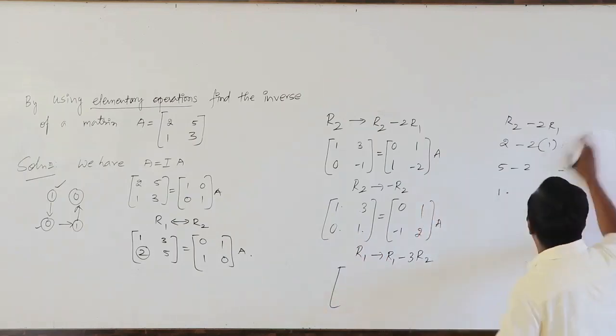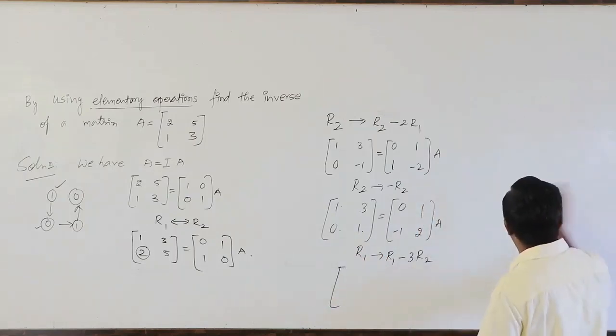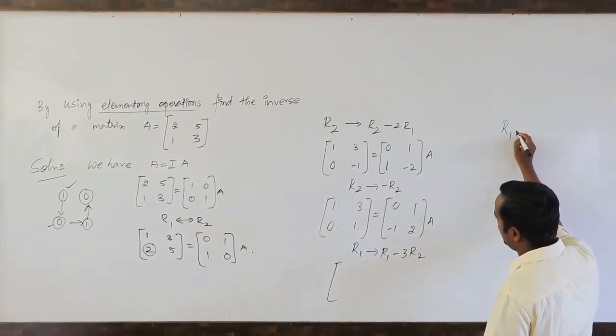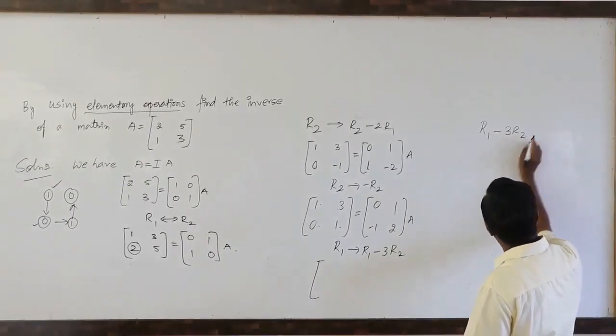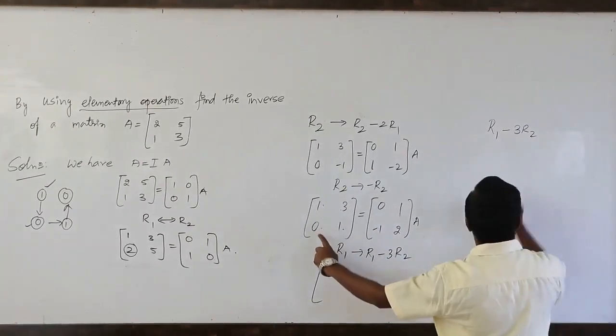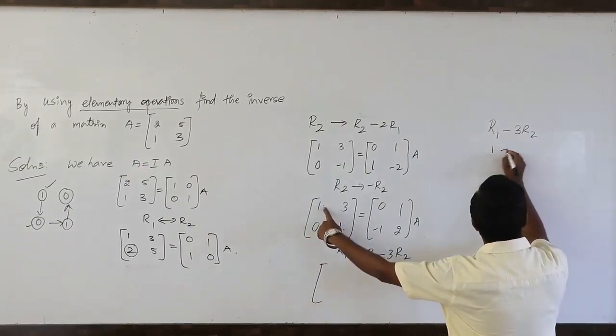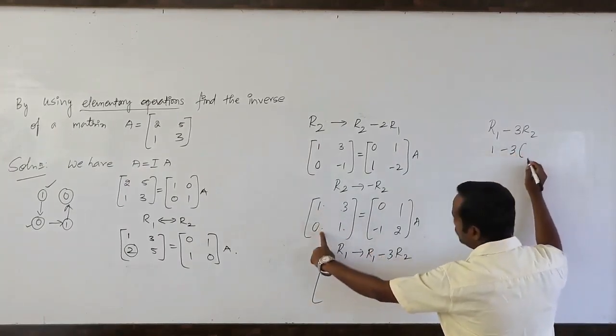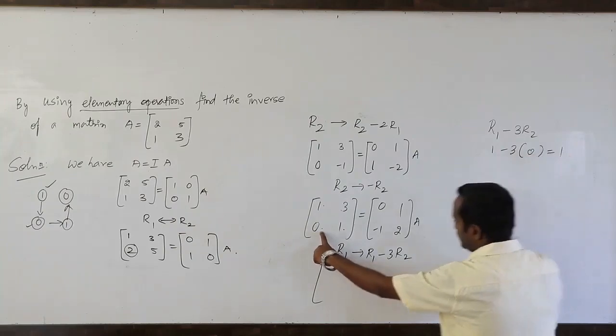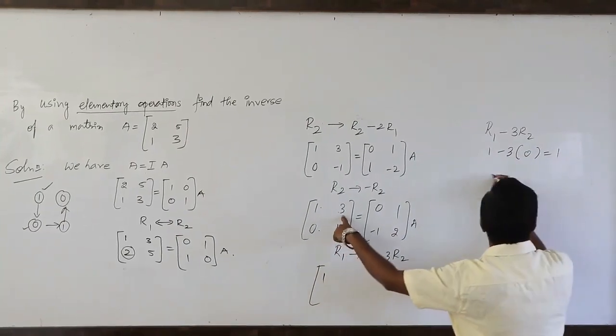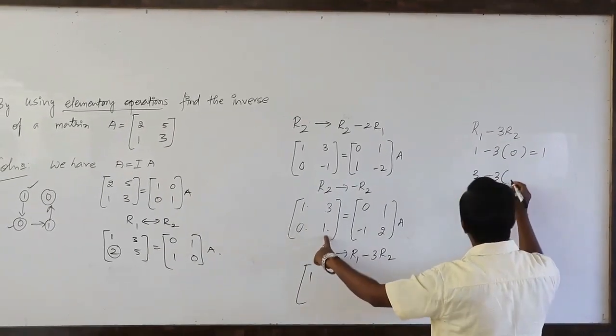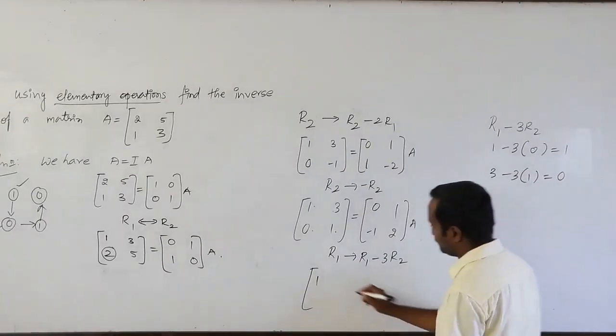Next, R1 changes. Make use of better calculation. If you are not getting it, just use it like this. R1 minus 3 R2. Roughly, first you try it. R1 is 1 minus 3 R2. R2 is 0, so it is 1 only. This is 1. R1 is 3 minus 3 R2. R2 is 1. 3 minus 3, 0.